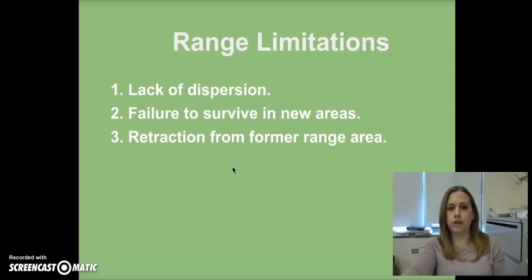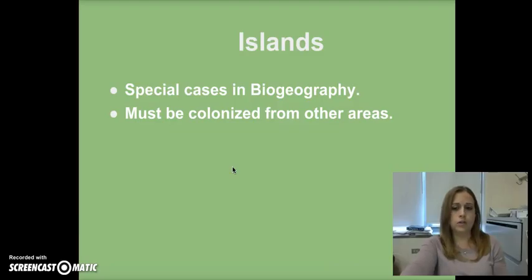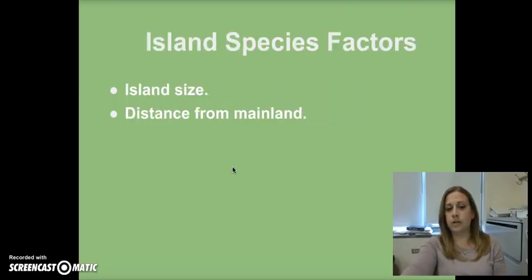So let's say you have a very large range area, you could look at how that range area shrinks over time. In order to do this, we look at things like fossil evidence, pollen studies, and you can actually do transplant experiments as well by adding individuals into areas where they don't currently live and kind of seeing how they do. Islands are very special cases in biogeography because they actually have to be colonized from other areas.